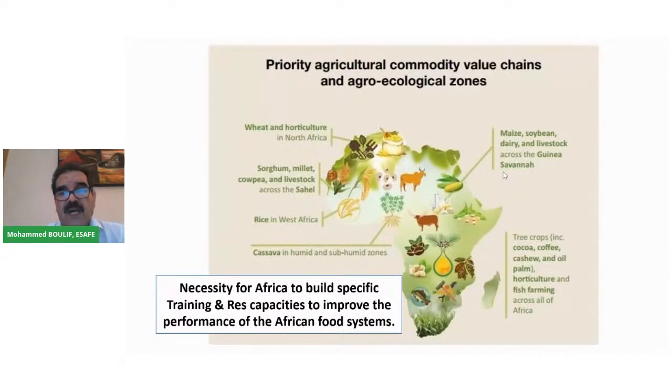When talking about the food in Africa, we basically are faced with a number of food systems depending on the crops grown in the different regions. Let me point out that North Africa has a wheat-based system, wheat and horticulture, the wheat and the vegetables and the fruits. And in other countries, we have food systems based on sorghum, millet, cowpea, and livestock. And in this part of Africa, we have another food system based on maize, soybean, dairy, and so on and so forth. So there is a great necessity for Africa to build specific trainings and research capacities to improve the performance of the continent in terms of producing food for its population.